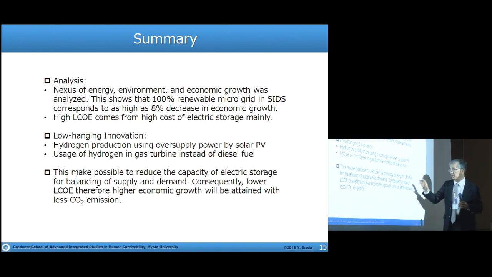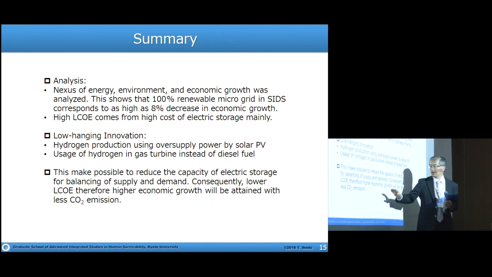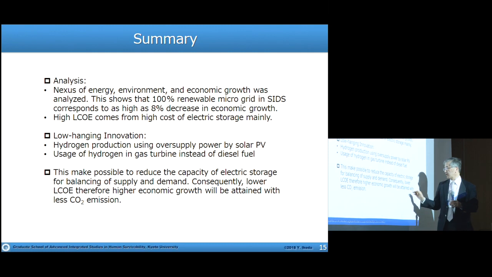Cost is decreasing, but still high today for the storage. So consequently, a lower LCOE, and therefore higher economic growth, will be attained with less CO2 emission in the state.